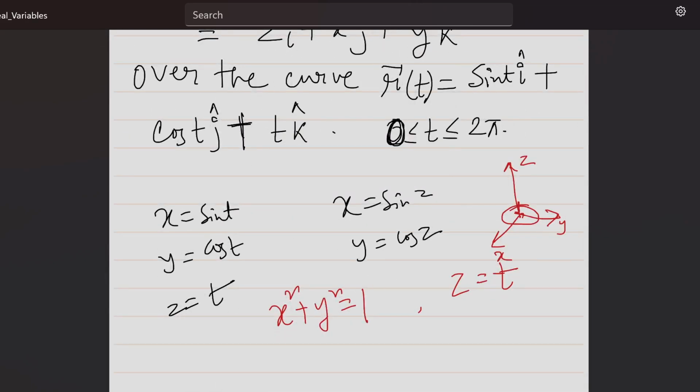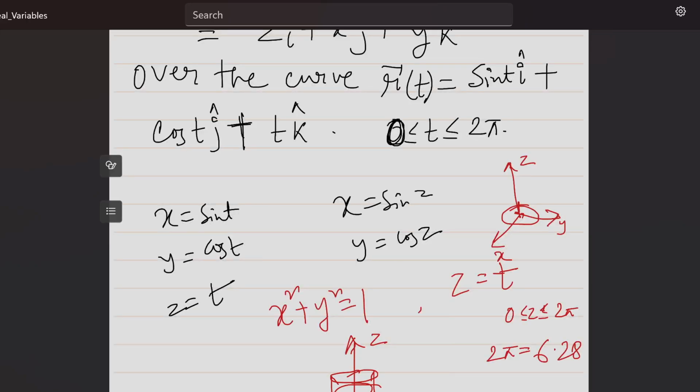Any idea? Anyone? This is x, this is y, this is z. For any z, with t varying from 0 to 2 pi, that means z varying from 0 to 2 pi. So for any z, it is a circle. When z is 0, the circle is here. When z is 1, the circle is here. 2 pi here is not an angle. It is 2 into 22 by 7, which is 6.28. So up to 6.28, it is a circle thing.